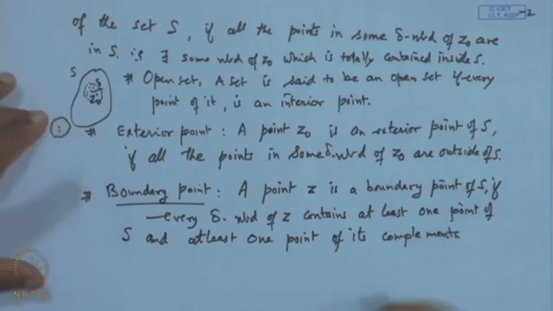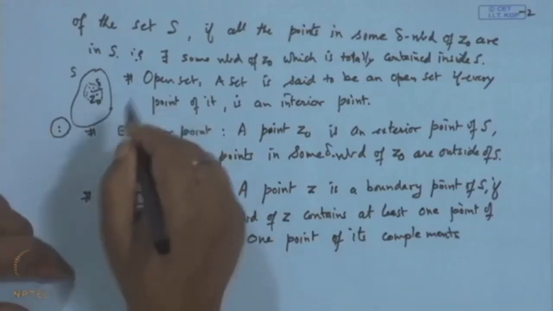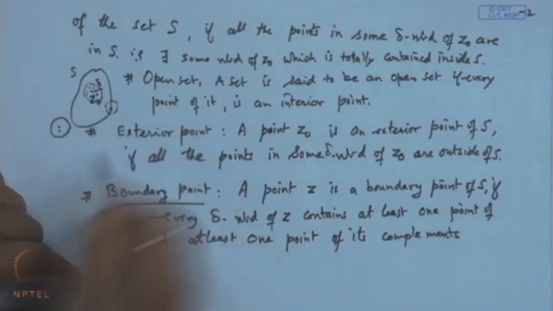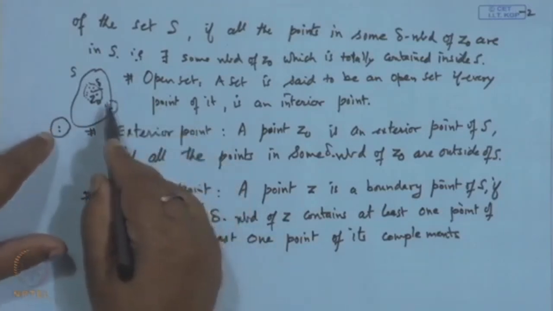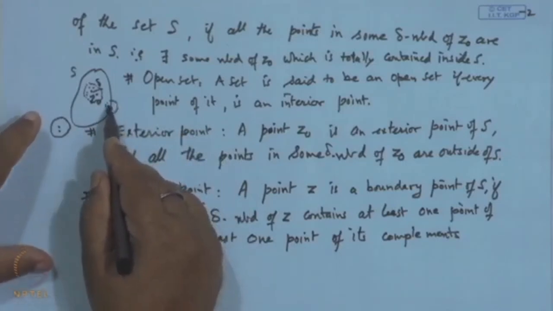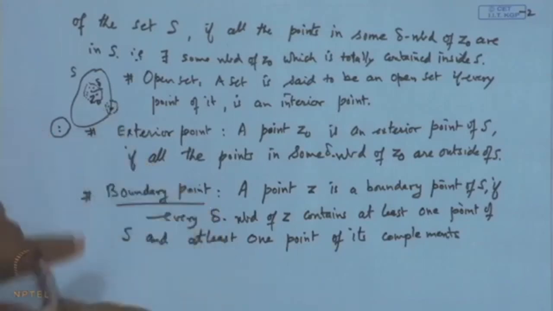So, a boundary point is the point, here this point will be a boundary point, because if I draw any neighborhood around this point, then it will contain both the point of S as well as point outside of it. That is, at least one point is available here which is inside S, another point which is outside it. So, such a point is said to be a boundary point. Okay.